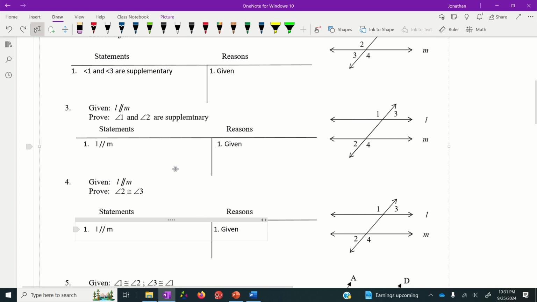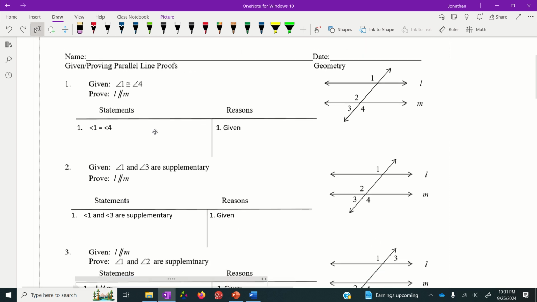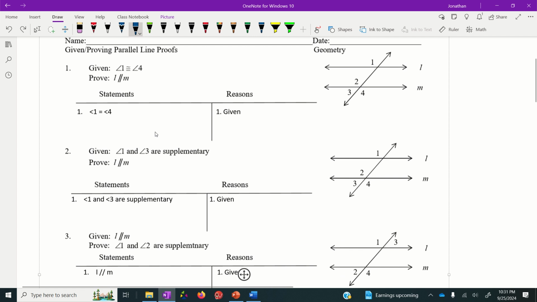Okay. So let's start back up here at number 1. If you remember in your statements and reasons, the first one we're going to do is write the givens. So we already know that angle 1, which is this angle up here, is congruent to angle 4, the one down here. Now remember, these two angles, these are vocab words, are alternate exterior angles. And if those are congruent, then we know that we have parallel lines.